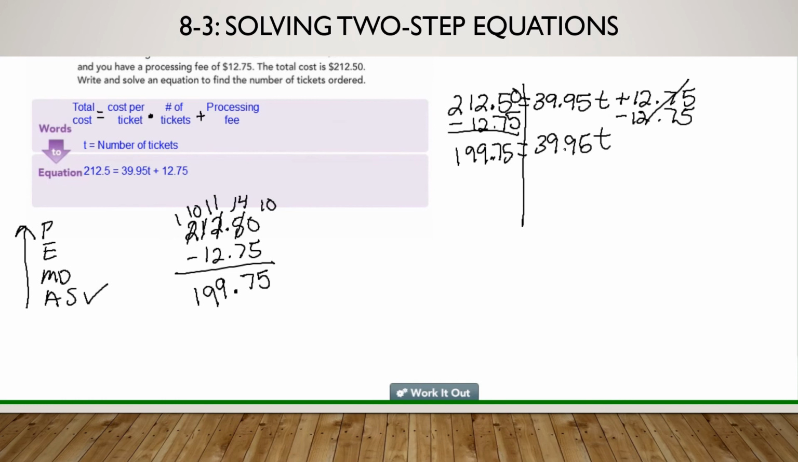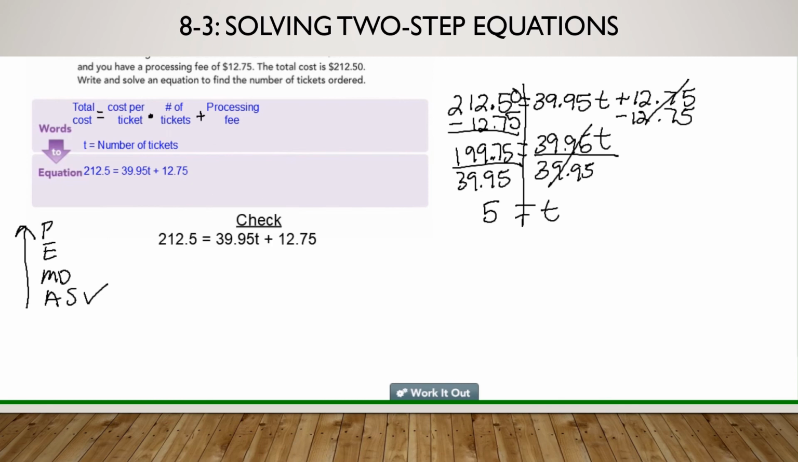What's connected through multiplication or division? This 39 and 9,500 is connected through multiplication. In order to undo this, we have to do the inverse of multiplication, which is division. So we're going to divide 39 and 9,500 on both sides of the equal sign. This side cancels out and we're left with t. Now we do 199 and 7,500 divided by 39 and 9,500, and that will be equal to 5. So t is equal to 5, and don't forget to check.